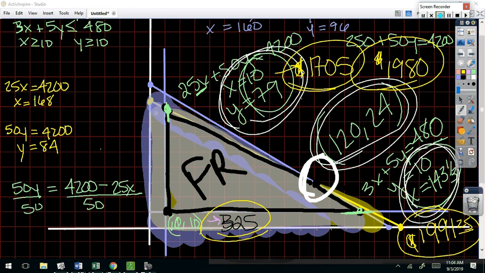A true linear programming problem would have a lot more constraints than what this has. All right, yes, no, maybe so? Maybe so. Okay.